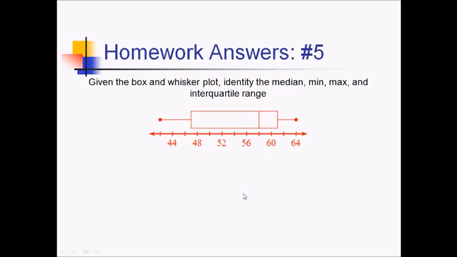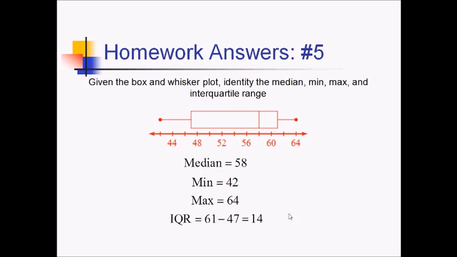For number 5, we're trying to get the median, min, max, and IQR for this box and whisker. We've got a median of whatever this middle line is, so that's going to be 58. Min is the left whisker end, so that appears to be 42. And the max is the right whisker end point, that appears to be 64. For the IQR, we've got the right end of the box minus the left end. So let's see here. This is 62. This must be 61 minus 47. So grand total of 14 for that.